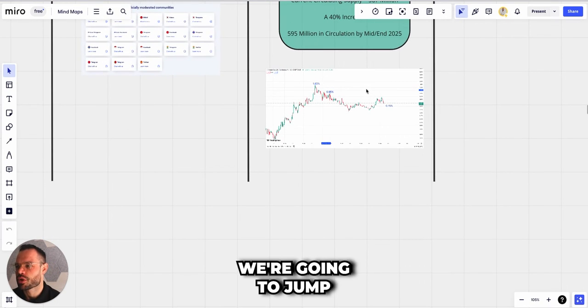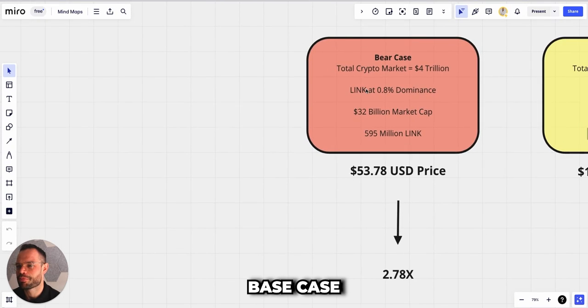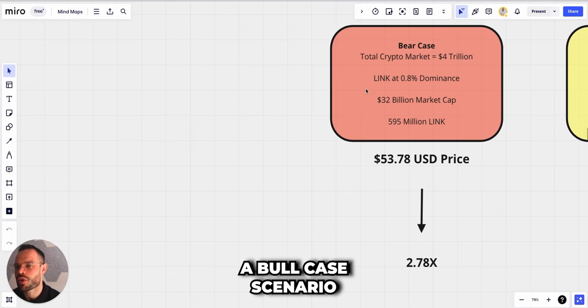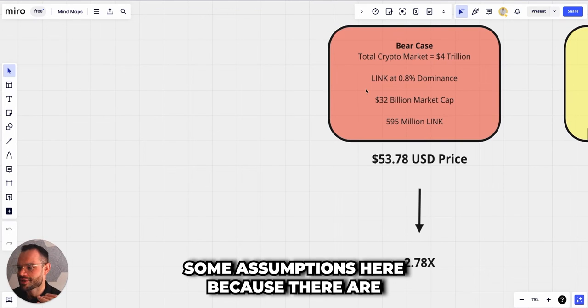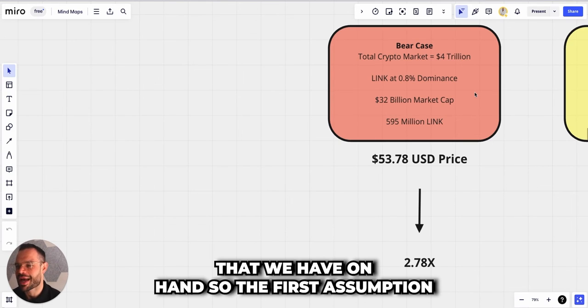So zooming out, we're going to jump into the price prediction now. As always, we're going to be giving you a bear case, base case, and bull case scenario. And we do have to make some assumptions here because there are a number of variables that we have to plug into this equation. So we're trying to make educated assumptions and educated guesses based on all the data and information that we have on hand.